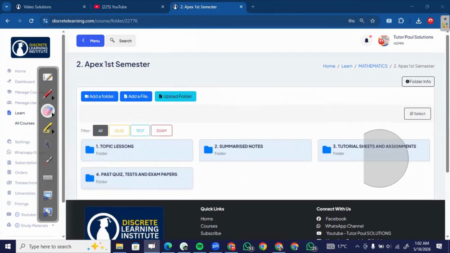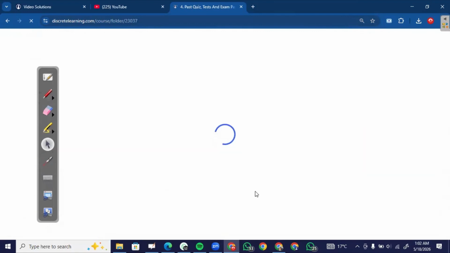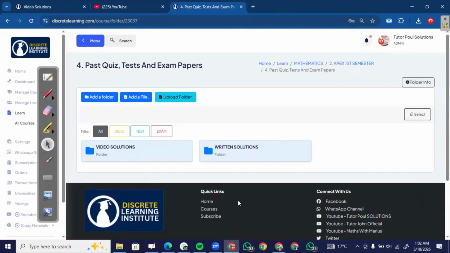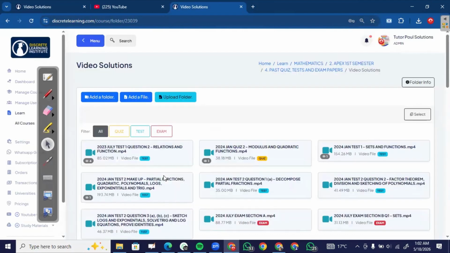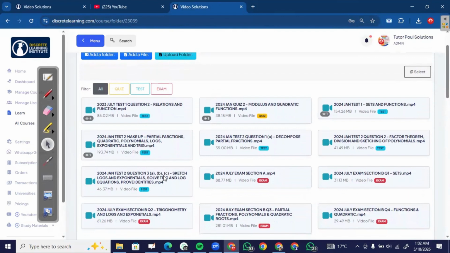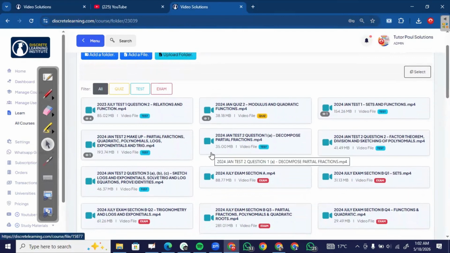If you want the past papers as you're preparing for the exam, the quiz, or the test, just come here and click past quiz, test and exam papers. Once you open, you go to the video solutions, and voila, you'll be inside where the videos are. Then you just pick the videos that you want to watch. They are well labeled here. You can see if it's a test, an exam, or a quiz.